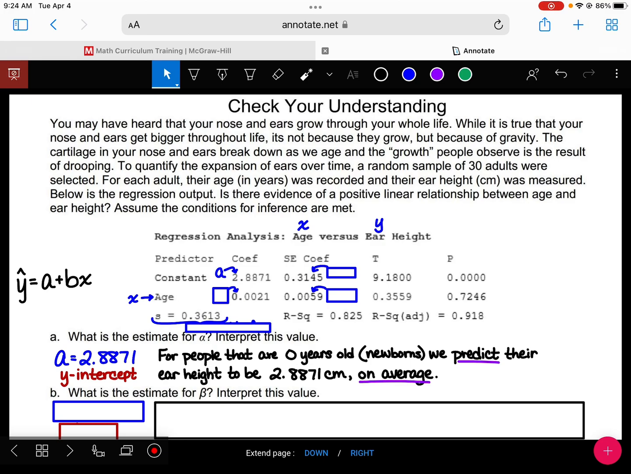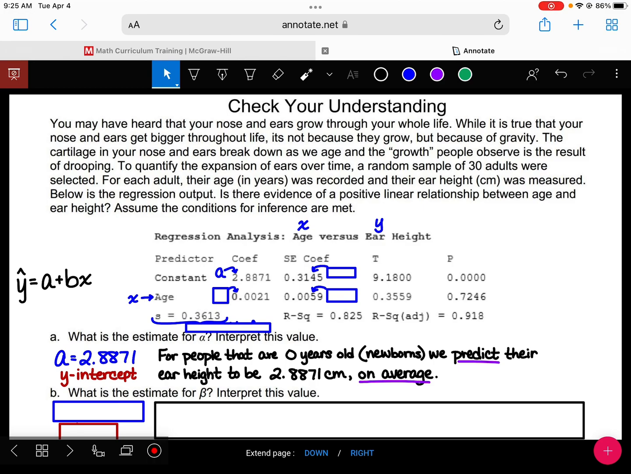Part B says, what is the estimate for beta? Beta is the parameter for what piece of information? Slope. What's the statistic for beta? B is my statistic for beta.